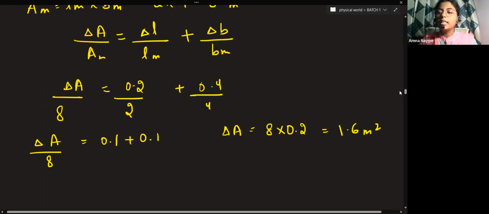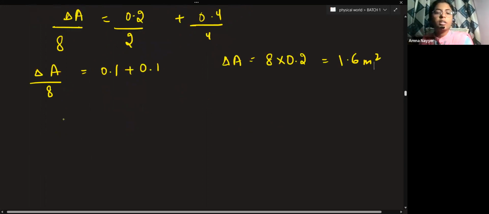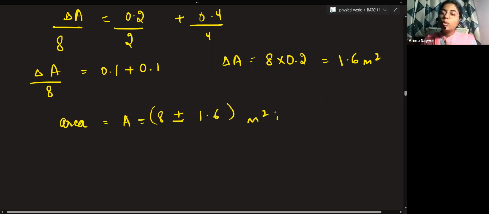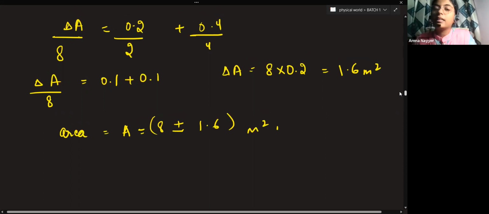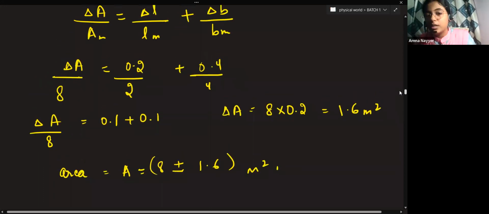Now, how do I write the answer? Area will be what? Area is equal to A, which is equal to AM. AM was 8 plus minus delta A, 1.6. This much meter square. Note it down. If you are having any difficulty in the previous part also, just ask me, because this is the basic addition, subtraction, multiplication, division.